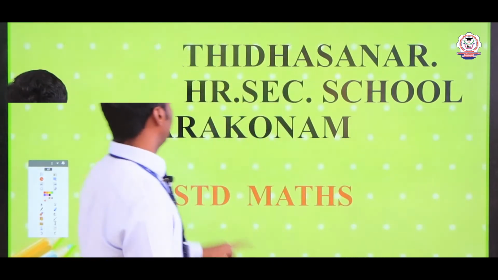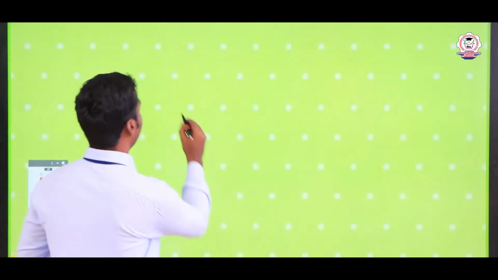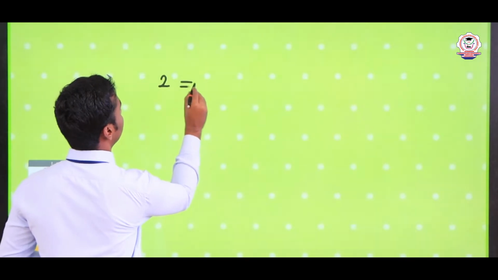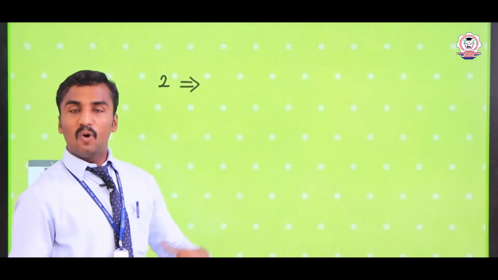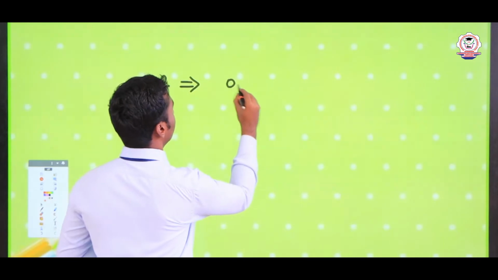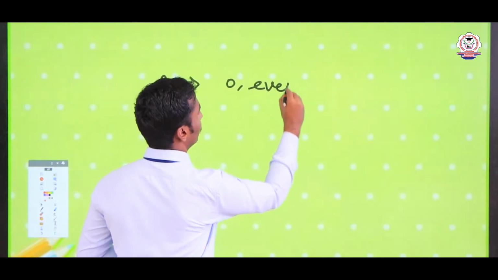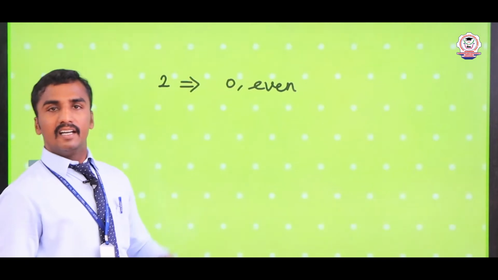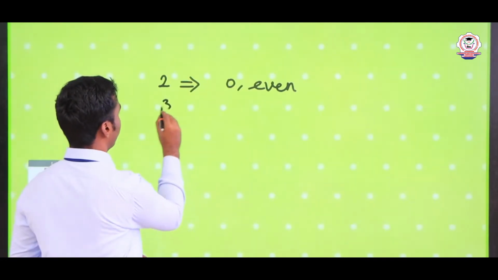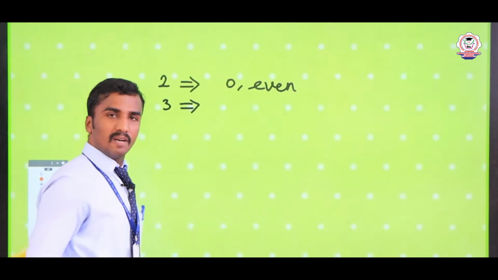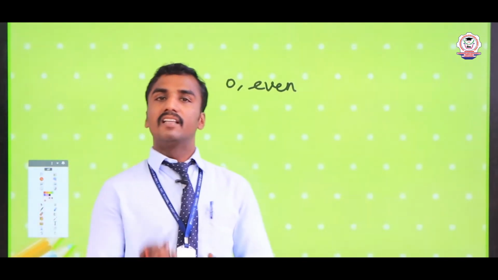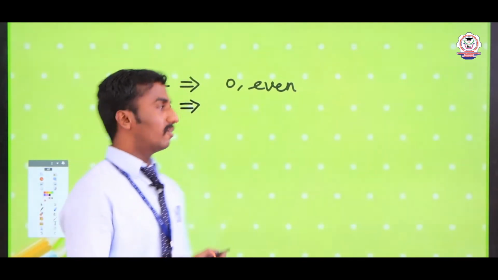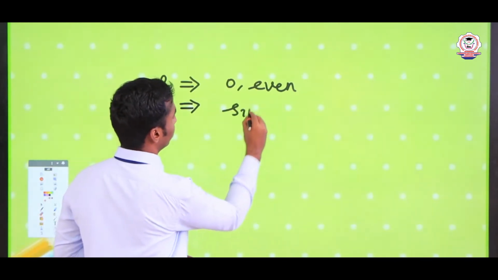Listen, first one, divisible by 2. What is the divisible by 2 condition? Very good. The unit place is 0 or an even number. So this is the divisible by 2 condition. Divisible by 3 condition: sum of the digits, very good. If the sum of the digits is divisible by 3, then the whole number is also divisible by 3.